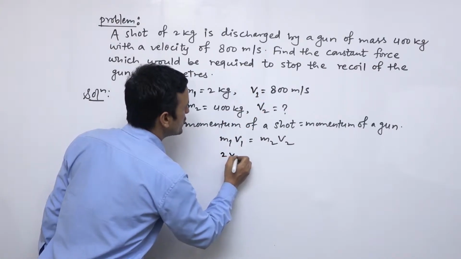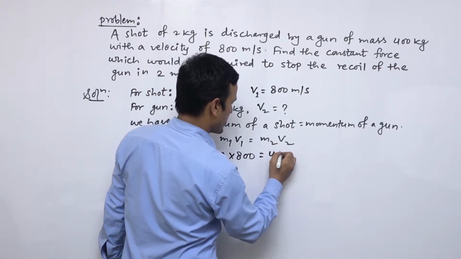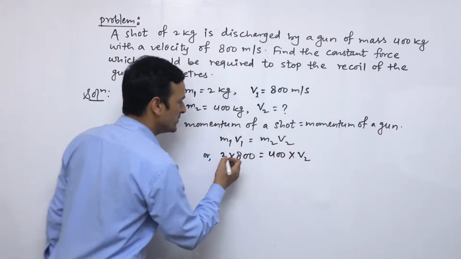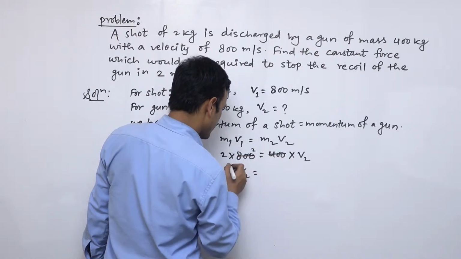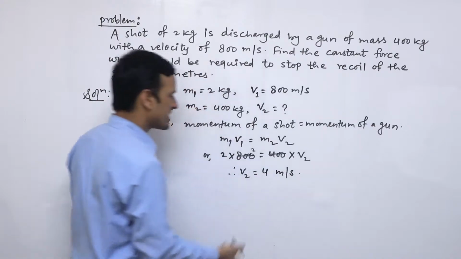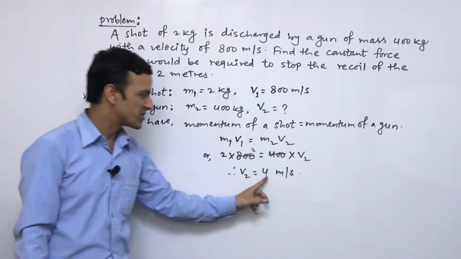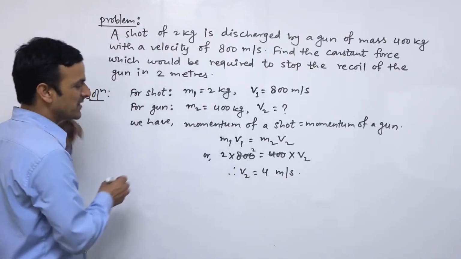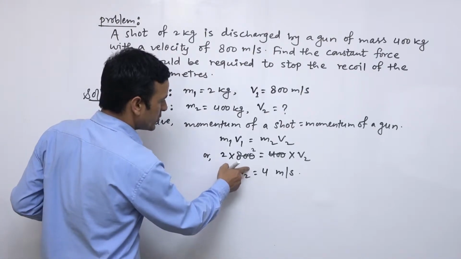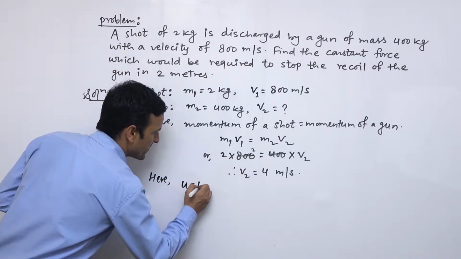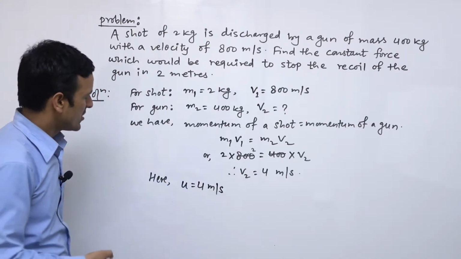So write down the values: 2 into v1 means 800, and m2 is 400 into v2, where v2 is unknown. So we are going to find it: 400 into v2 equals 2 into 800, so v2 is 4 meters per second. That is the answer. The velocity of the gun is 4 meters per second. For the next step, this velocity will be the initial velocity after the collision.